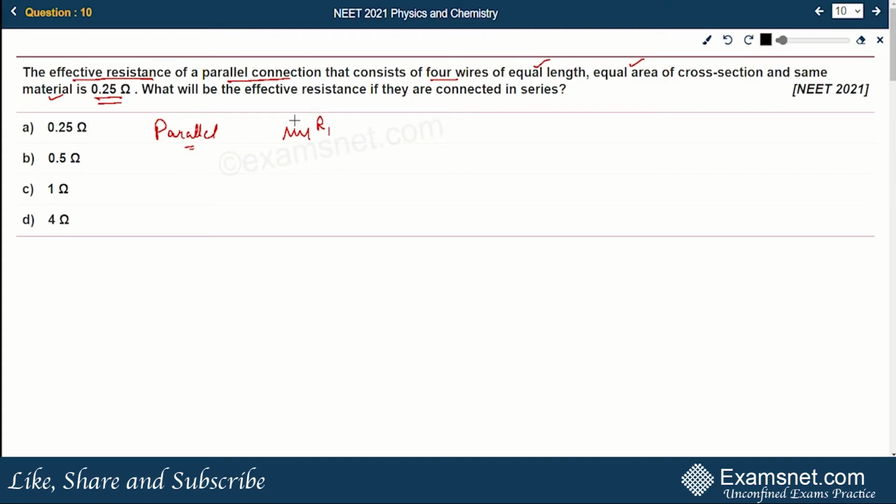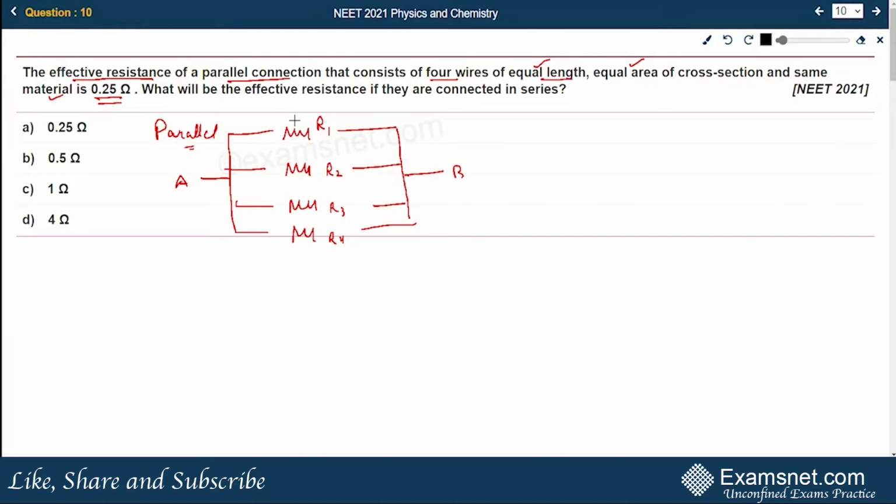This is your R1, this is your R2, this is R3, and this is R4. Then they will be connected like this at a common point. Okay, now here we have equal length, equal area of cross section and same material. That means all the resistances, individual resistances of each wire will be same. Okay, and we find the effective resistance in case of parallel combination using this formula. 1 by Rp, that means effective resistance in parallel, is equal to the sum of inverse of individual resistances. So here all are same, so 1 by R plus 1 by R plus 1 by R plus 1 by R, that is equal to 4 by R, isn't it? So what will be the value of effective resistance? That means Rp, it will be equal to R divided by 4. And here we are given the value of Rp as 0.25 ohm.